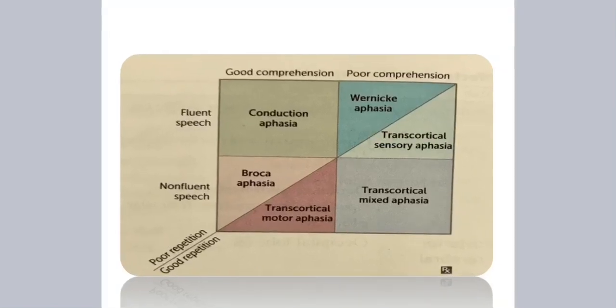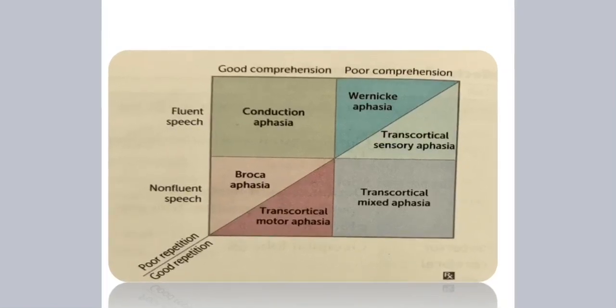Just mug up this 2x2 table, and it will answer all the questions. Before going to this 2x2 table, there are a few words like transcortical. So let me tell you something about transcortical sensory, transcortical motor, and transcortical mixed aphasia.